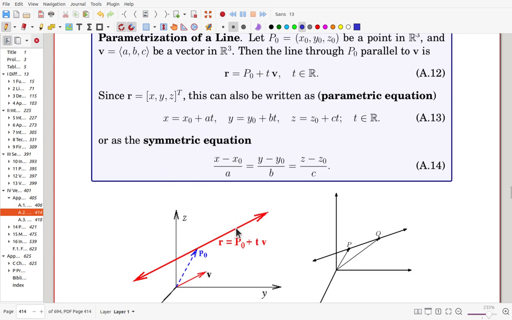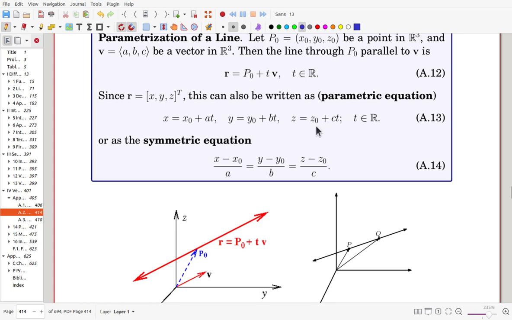R is a point on the line, so we can write R in this way, x, y, z. Then this equation can be written in this way. That is called the parametric equation. This came from the first component, the second component, and from the last one we have that one.